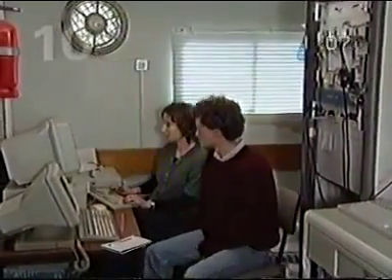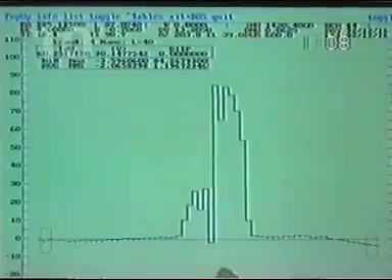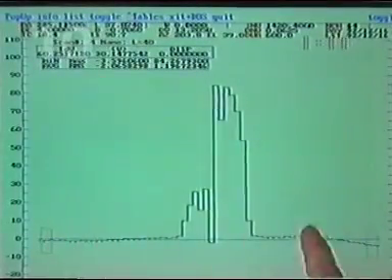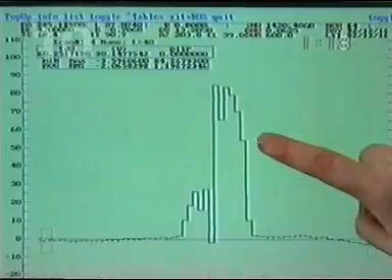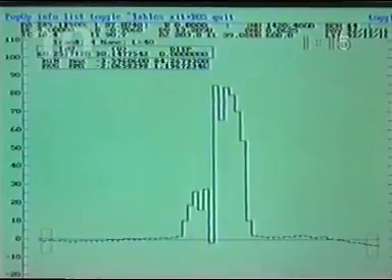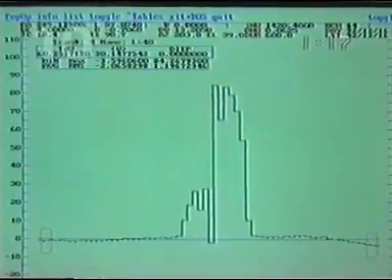Okay, Emma, what have you got there then? Okay, the receiver splits the signal into 64 bands across here. Here's one of them. Each band is 62.5 kilohertz wide.